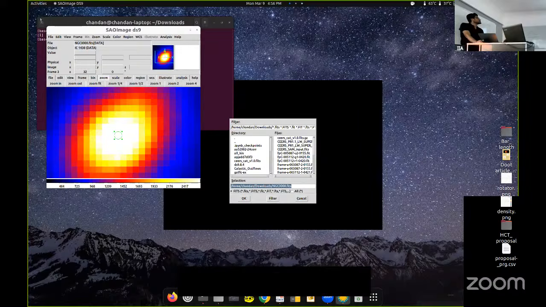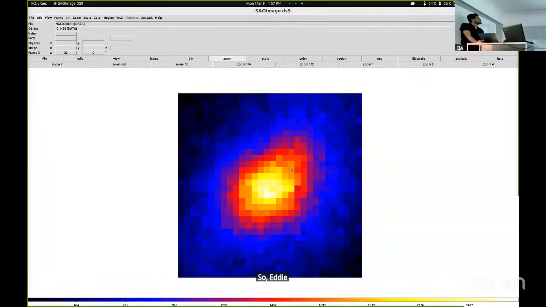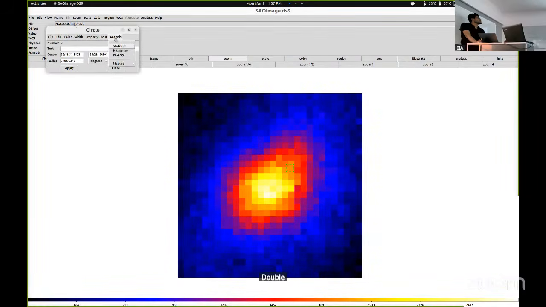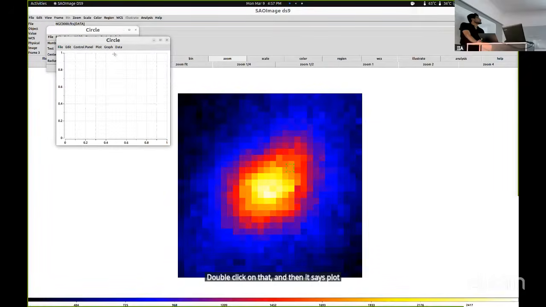So edit region. Choose some region. First go to edit, then go to region. Choose any region. Double click on that. Analysis. Plot 3D. You will get a spectrum.